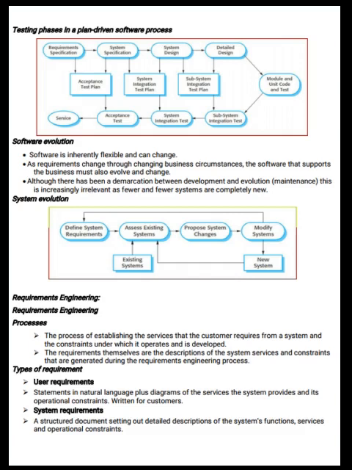Now let us see software evolution. Software is inherently flexible and can change as requirements change through changing business circumstances. The software that supports the business must also evolve and change. Although there has been a demarcation between development and evolution or maintenance, this is increasingly irrelevant as fewer and fewer systems are completely new. System evolution. See the figure.